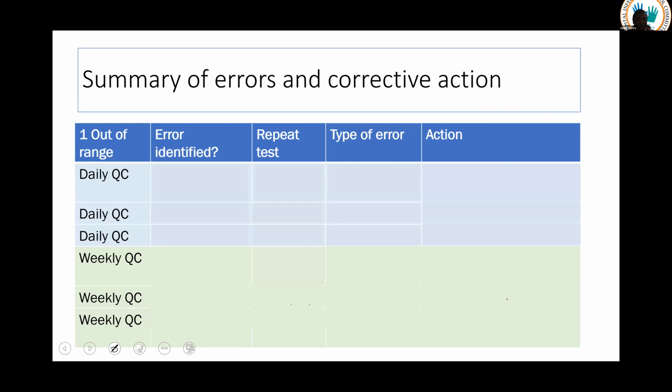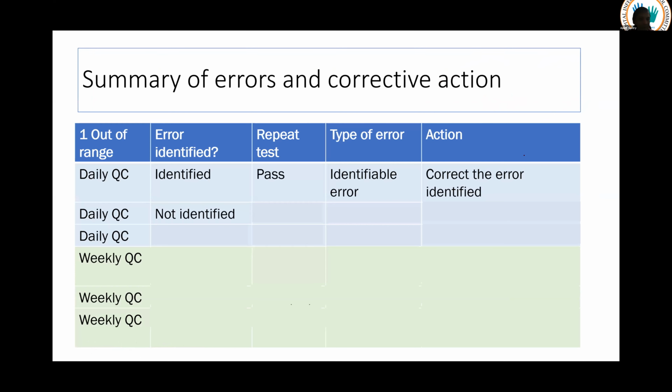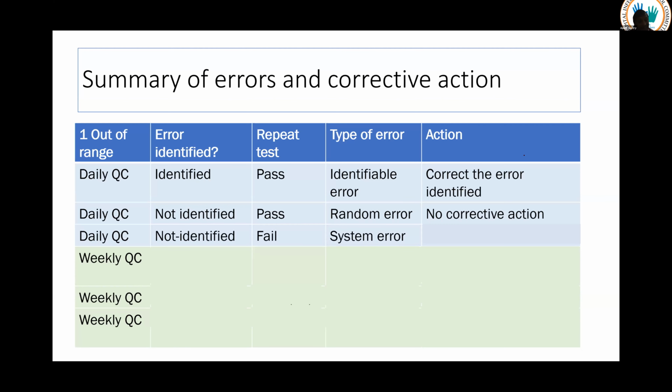So this is my summary slide for today's session. In a daily QC plan, you have to first see whether it is an identifiable error or not. If it is identified, you have to correct the error. If in a daily QC plan the error is not identified, then you repeat the test. If the test shows random error, you can just resume back to your daily plan. If the error is not identified and the repeat test fails, then it is called a system error and you take the corrective action.